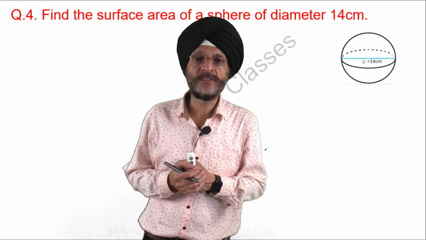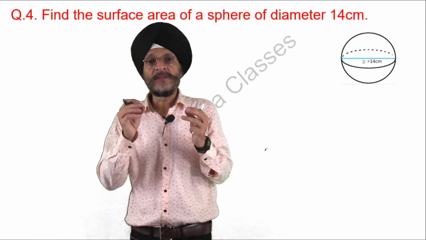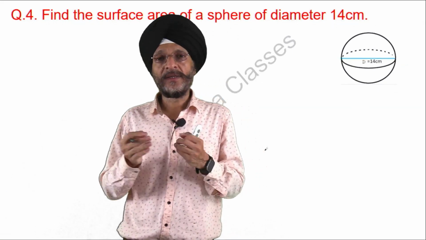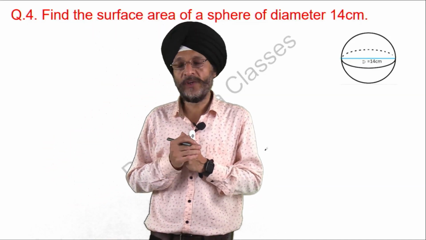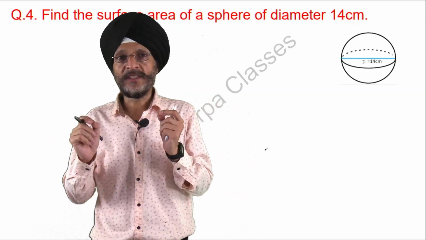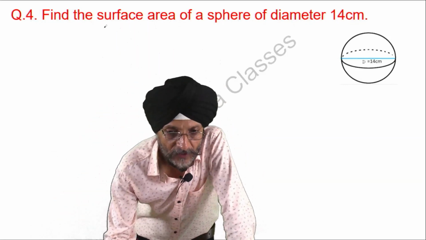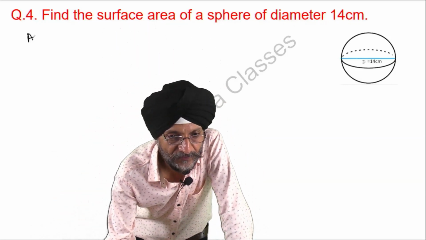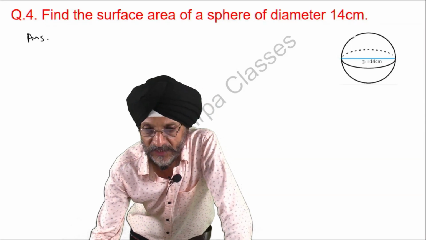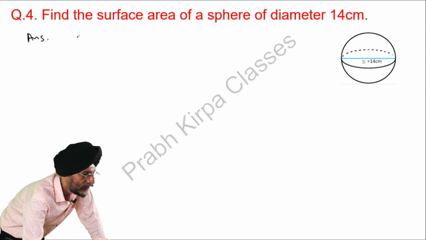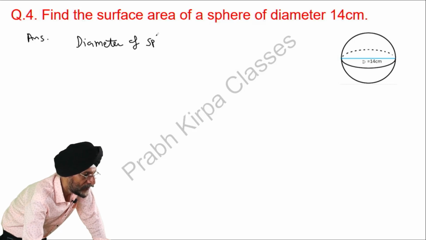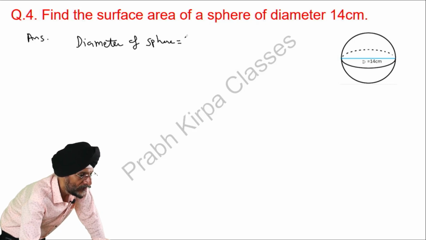In the earlier questions which we did, radius was given, but in these questions, diameter of the sphere has been given and we have been asked to calculate the surface area of sphere. Now we will try to solve the same. You can see here that this is the sphere, this is the diameter of the sphere. Now what is the diameter? Diameter of sphere is equal to 14 centimeter.